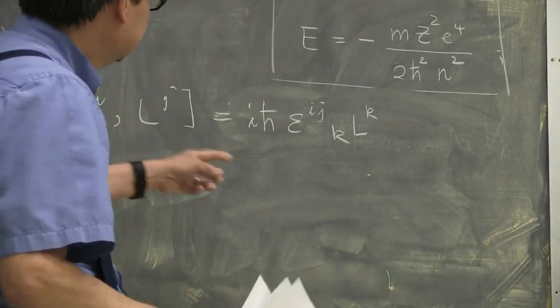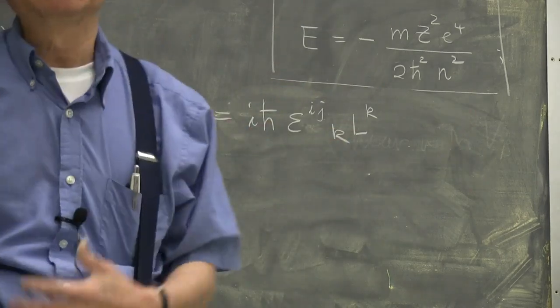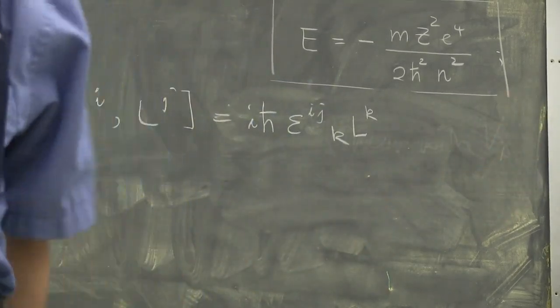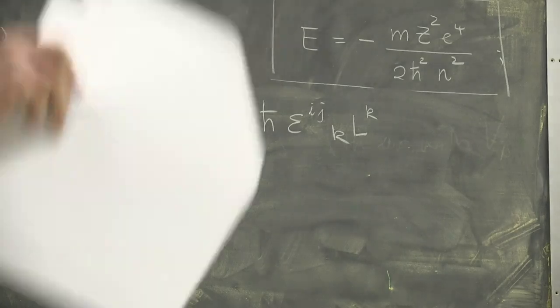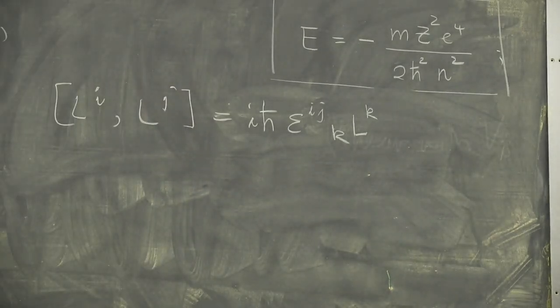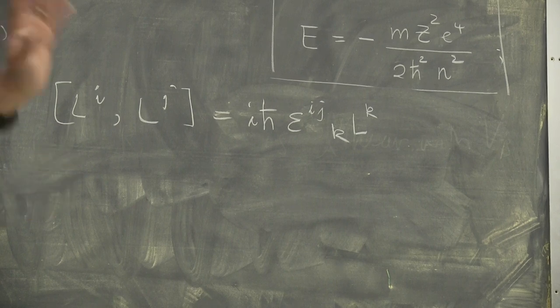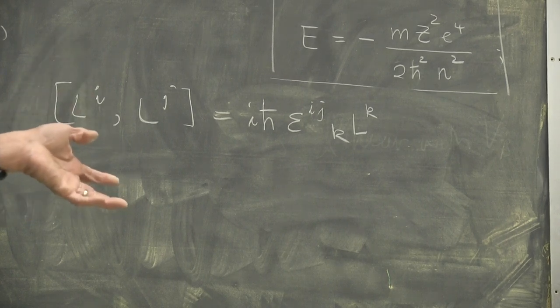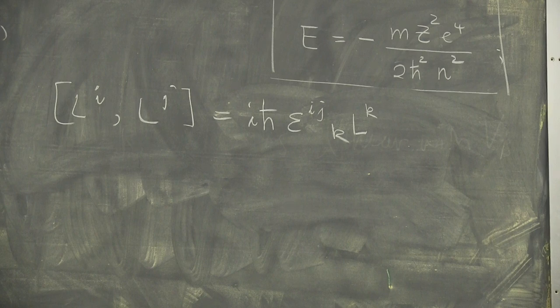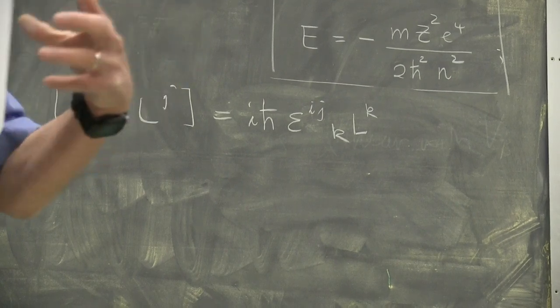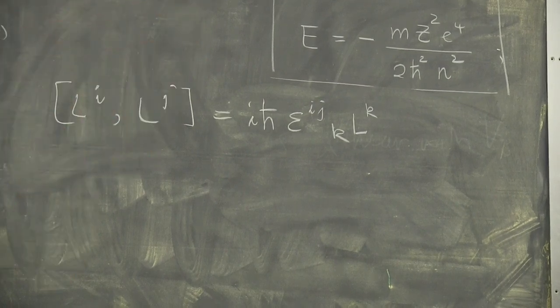So [L1, L2] is equal to L3, and so on and so forth, because of the Levi-Civita symbol. Okay, so this is it. This is the entire story of SO(3) symmetry, so to speak. This is the SO(3) algebra. This is the Lie algebra of SO(3), and so on and so forth. Here we've got 3 more, M1, M2, M3. How do we make the 6 fit into a scheme?